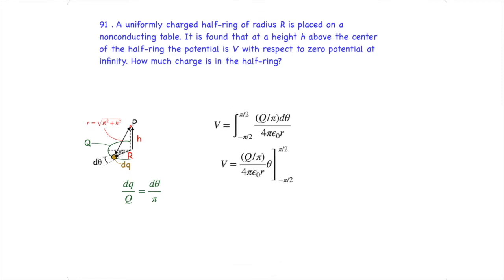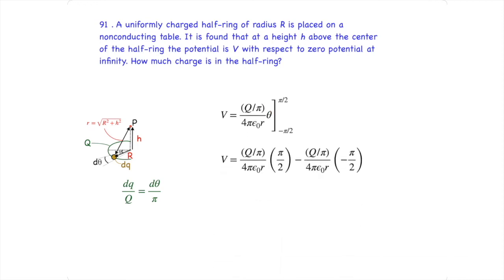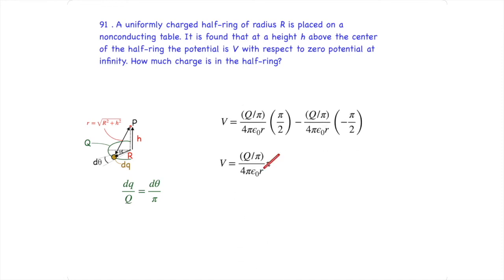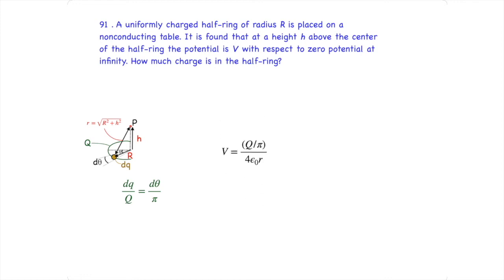After integrating with respect to theta, we have to evaluate at the upper and lower limits. After a little bit of simplification, we can get a more compact expression. We can cancel the pi's to simplify more. We can rearrange to solve for q, which is what the problem is asking for. Here we go. Now let's just check if this is a meaningful answer or not.